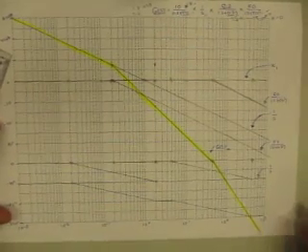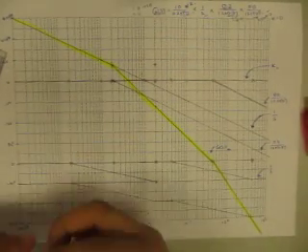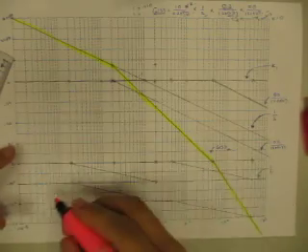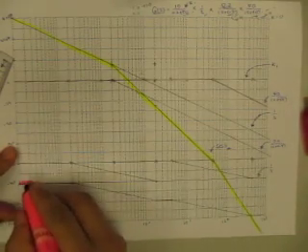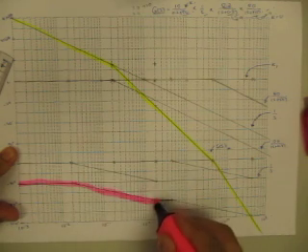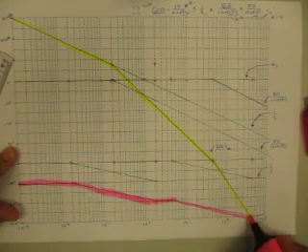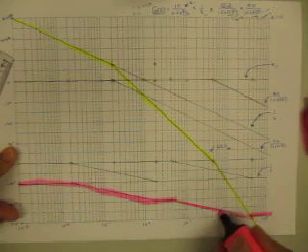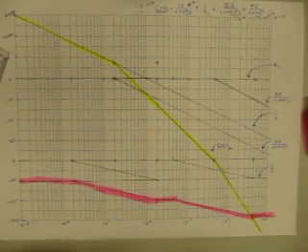Then we take our second highlighter color and highlight our phase diagram. We highlight it here, and this will be our phase plot.